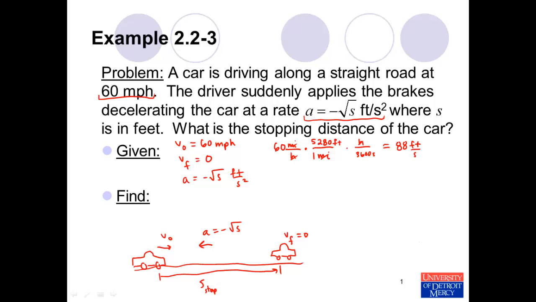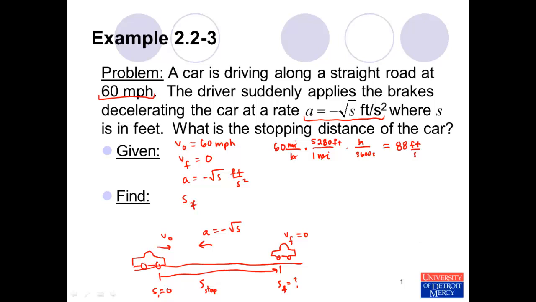So that's what's given. We're attempting to find the stopping distance. So we'll say that our initial position is 0, and our final position is what we want to find. So we want to find the position at the end, after the velocity has been brought to 0.